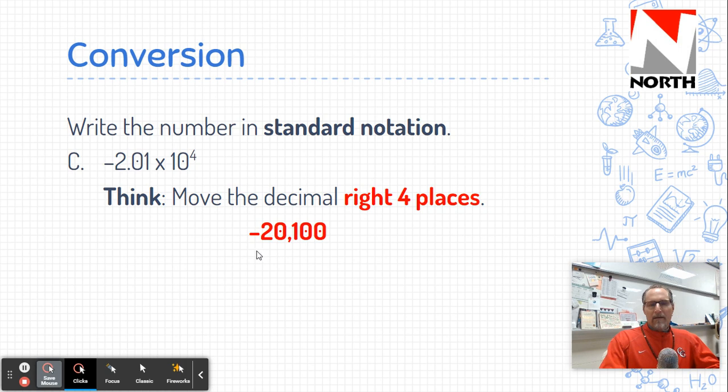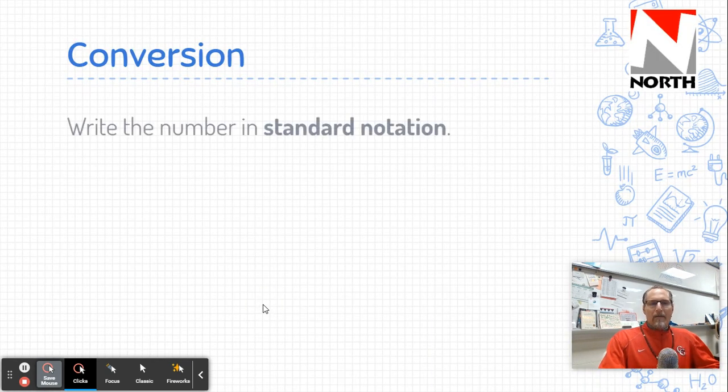That is then negative 20,100. That negative in front of it doesn't change anything. The only thing that would change is if my power of magnitude was a negative. So positive, move to the right; negative, move to the left. Okay, so let's do an example here.